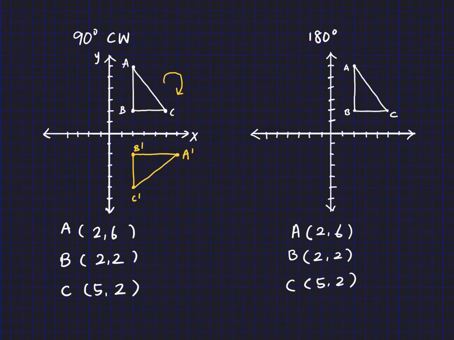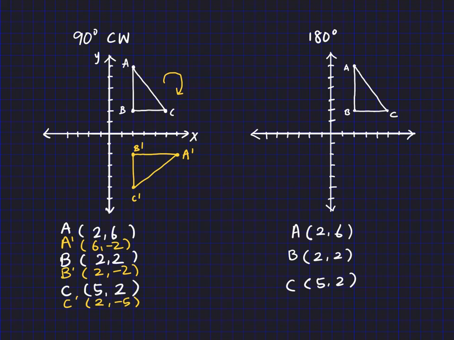So what I'm going to do is find out my A prime, B prime, and C prime. In this case, my A prime is going to be 1, 2, 3, 4, 5, 6 to the right and 2 to the bottom. So A prime is going to be 6, comma, negative 2. My B prime is then going to be 2 to the right and 2 down, so it's going to be 2, comma, negative 2. And C prime is going to be positive 2 and negative 5.